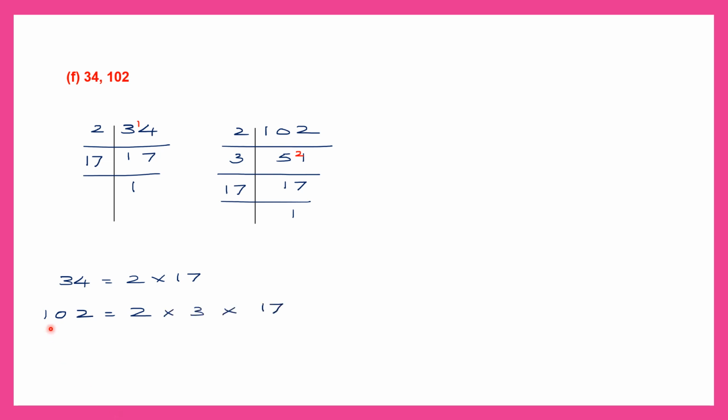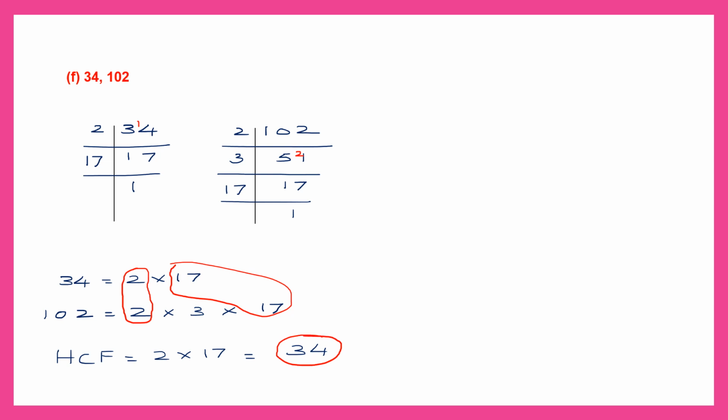So let's look out for the common ones. Now 2 is common, and we also have 17 that's common. So there are two factors that are common. Let's circle those. So we have circled 2 and 17. That means our HCF will be 2 into 17. 2 into 17 is 34. So the HCF here of 34 and 102 is 34.